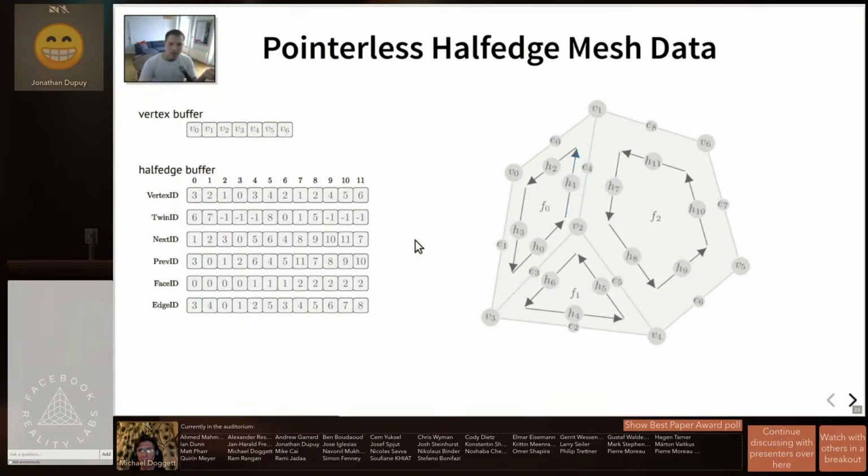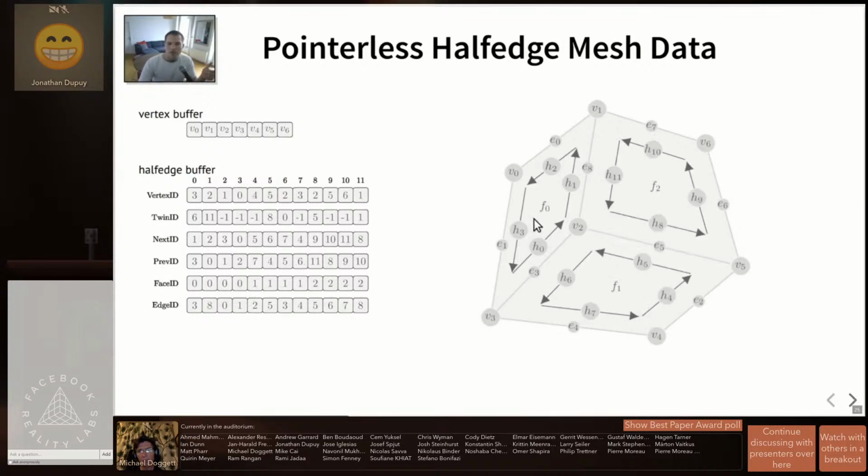Another property of our representation is that each half edge is stored in such a way that the face IDs are consecutive in memory. So here you have these 0s, 1s and 2s consecutively in memory. And what this is useful for is that if you're dealing with semi-regular meshes, say quad-only meshes, which is what happens when you're dealing with Catmull-Clark subdivision, you don't actually have to store the next and previous faces in memory because you can compute them analytically.